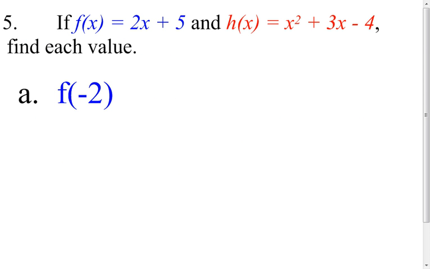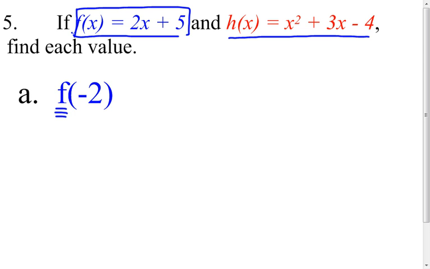So notice I'm giving you two different equations here. I am telling you that f of x is 2x plus 5, and h of x is x squared plus 3x minus 4. In this first problem, I'm asking you to find f of negative 2. Pay attention to this letter. All that letter does is tell you which equation to plug into. Since it's f, I'm going to plug it into f's equation up here, which is this one.